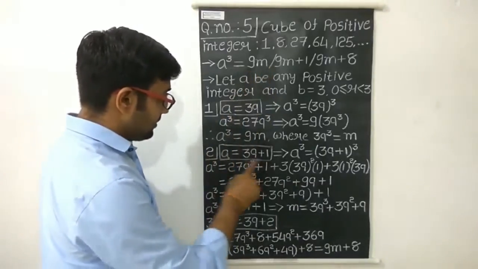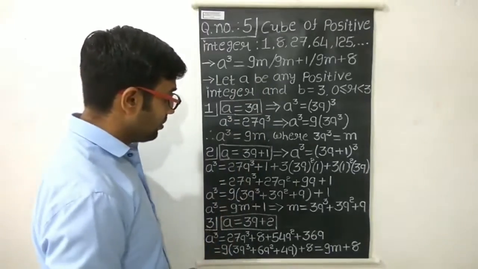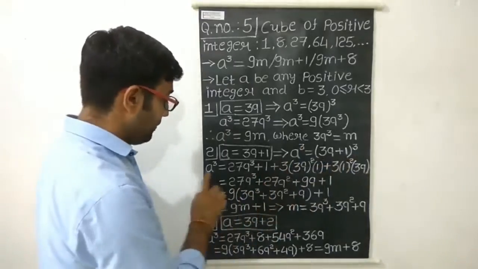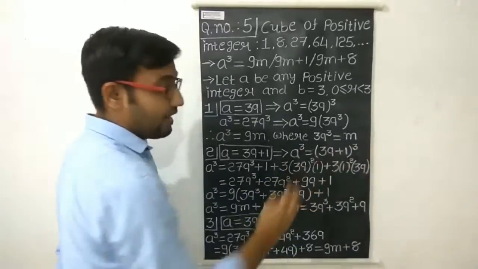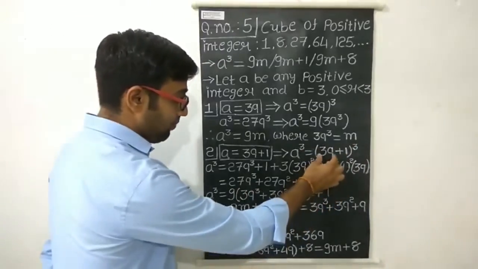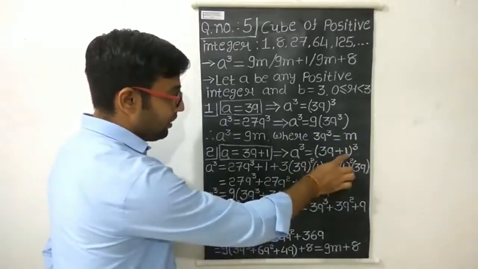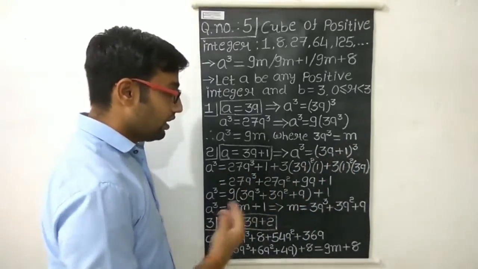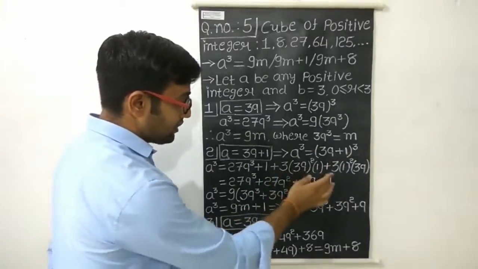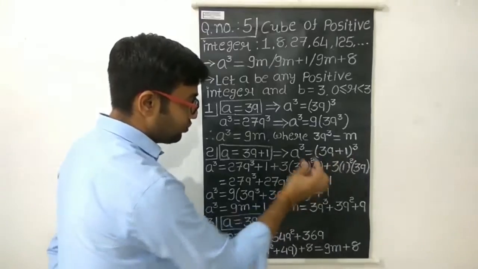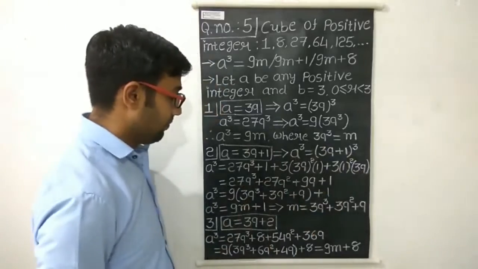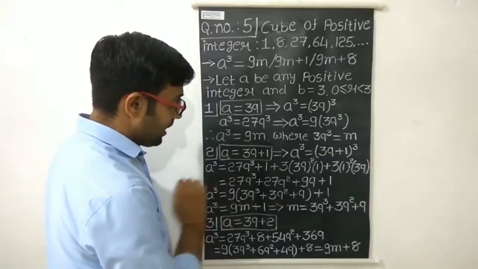Now apply the second case. Cubing both sides, we get a cube equals (3q plus 1) whole cube. Now a cube will remain as it is. We have to apply the identity of the cube of two terms, right? Then what will happen? The cube of the first term is 27q cube. The cube of 1 is 1. Now we get 3a square b, according to the identity, that is 3 into the square of the first term into the second term, plus 3 into the square of the second term into the first term. By doing this we get 27q cube as it is.